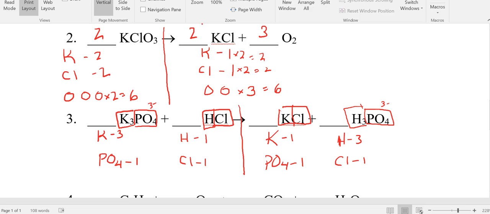Okay, so I've got to fix these hydrogens. I'll go ahead and start by putting a 3 here. That triples the amount of hydrogens and triples the amount of chlorines. So that fixes the hydrogen.